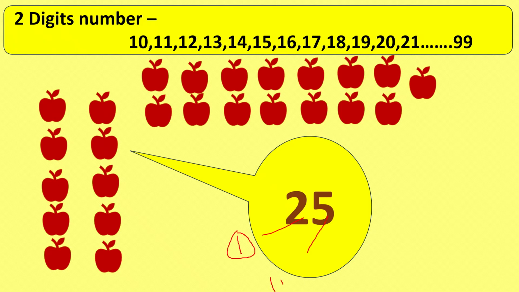If we add both numbers, like 1 and 1, when we add 1 and 1, we get 2. So here it's a two-digit number. A very simple way to remember it: when the number starts from 10, all other numbers are two digit numbers. Clear? Okay.